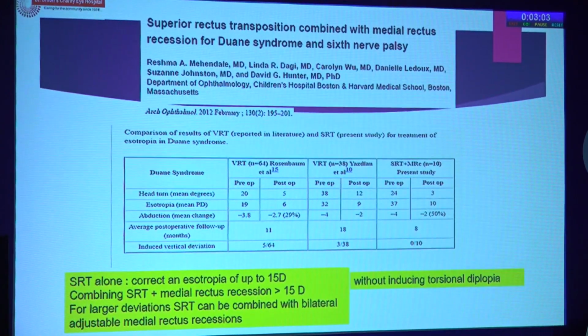Superior rectus transposition, when you combine it with medial rectus recession for Duane syndrome, will correct an esotropia. If it is more than 15 prism diopters, you need to do a superior rectus transposition and a medial rectus recession. But if it is less than 15, you can get away by doing just a superior rectus transposition. In this paper at least, it has shown that there is no torsional diplopia. And in the few cases which I have done, there has been no vertical deviation or torsional problem, but it depends on the case selection.